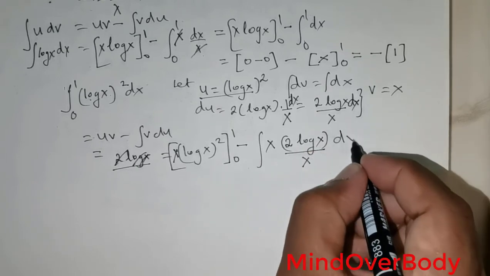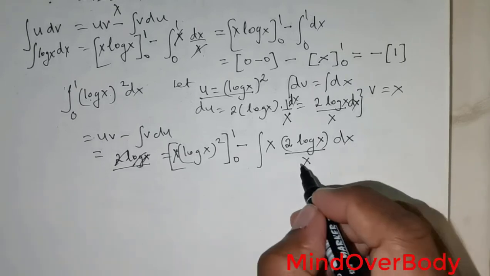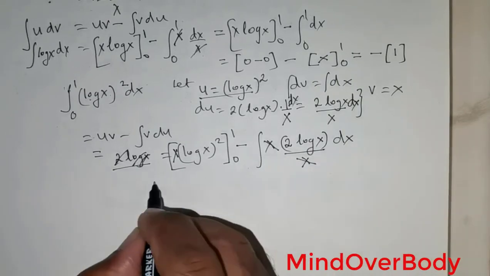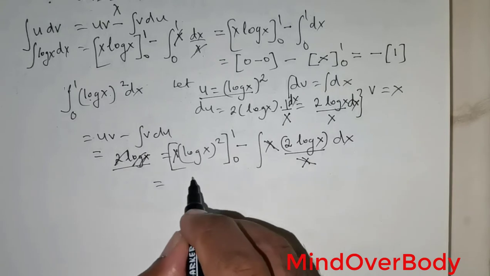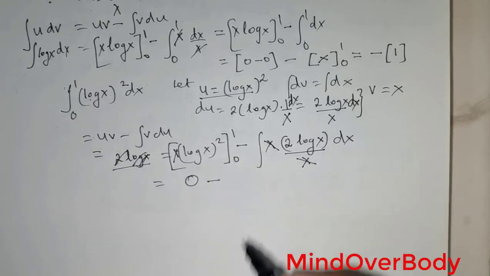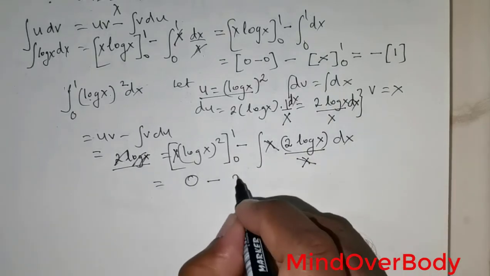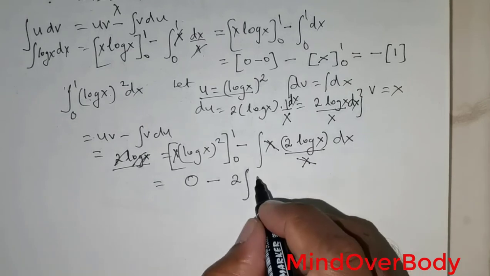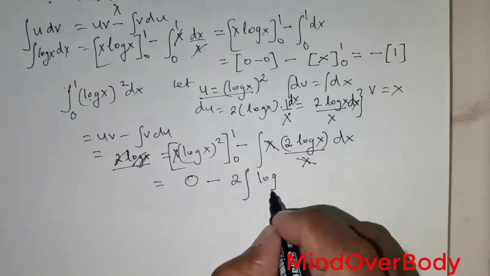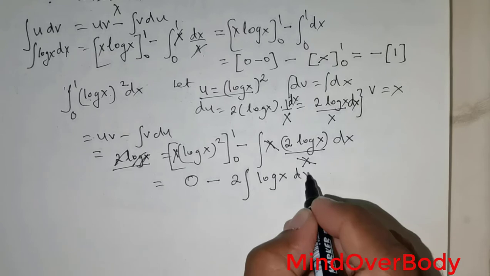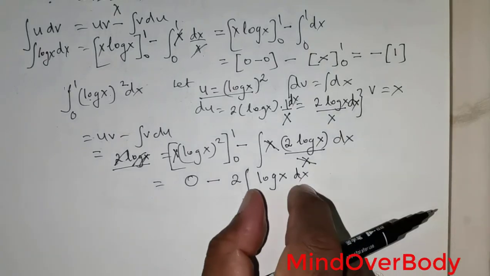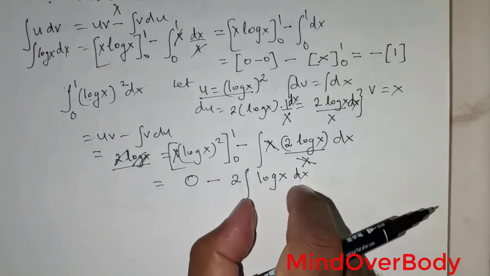Let me write it like this, dx. So my x and x gets cancelled. This is going to be 0 followed by a negative sign. So I'm getting negative 2 times integral log x times dx, right? So this is a very important point you have to note.